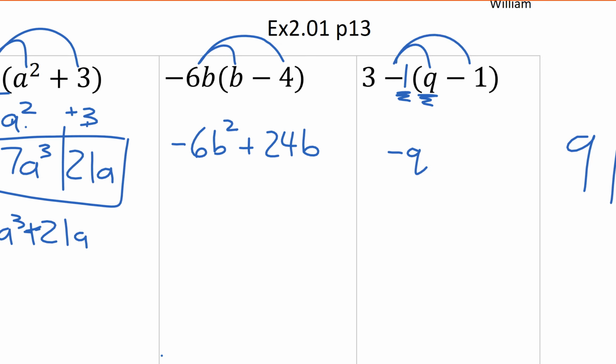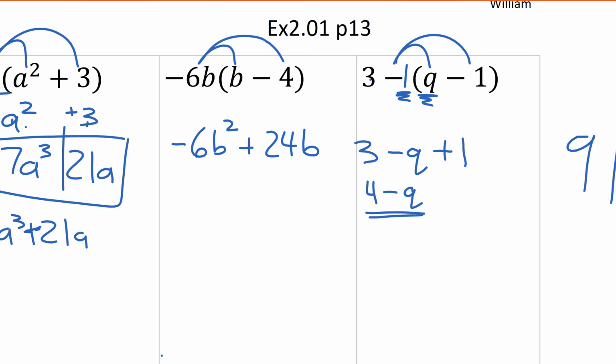Negative 1 times negative 1 is plus 1. This is all 3 minus that. 3 plus 1 is 4 minus the q. There is my answer.